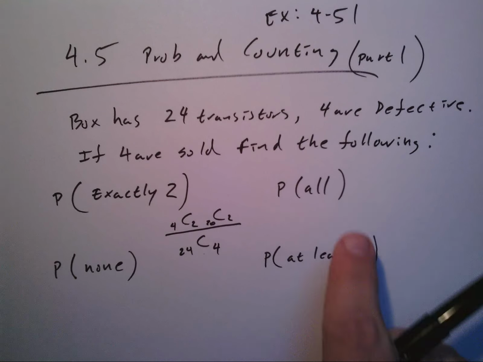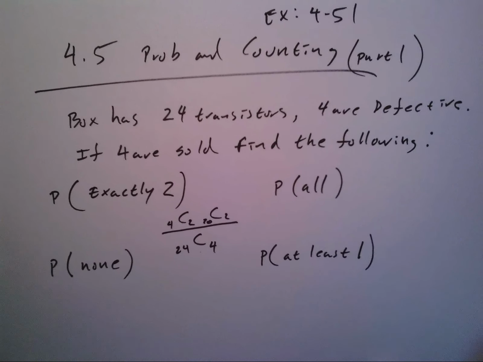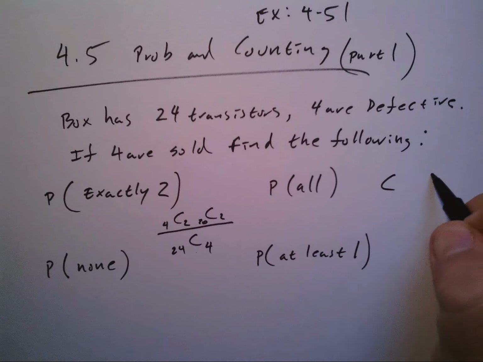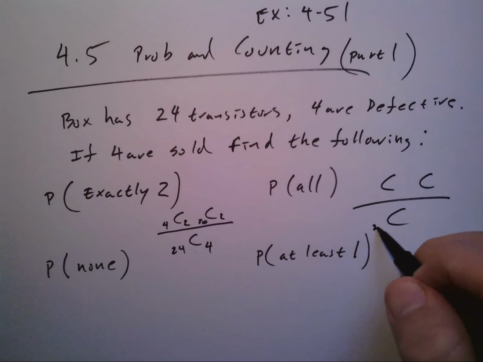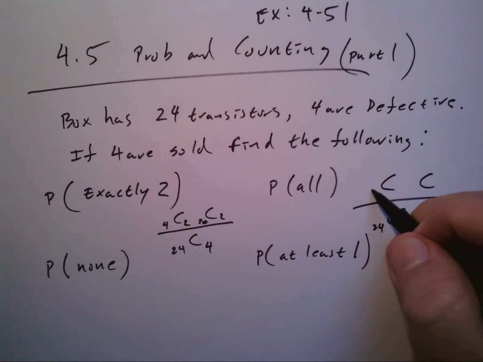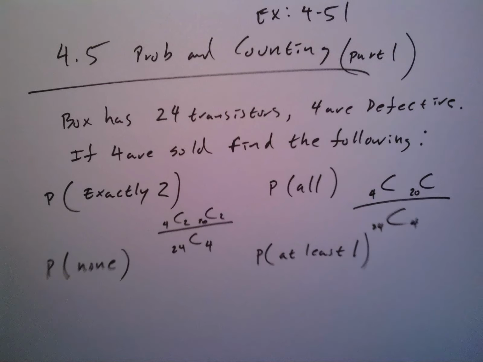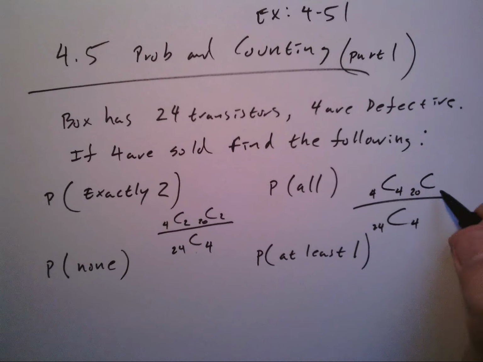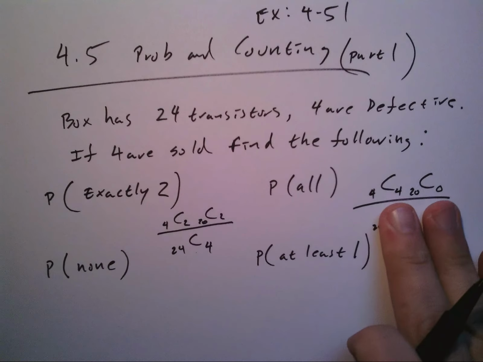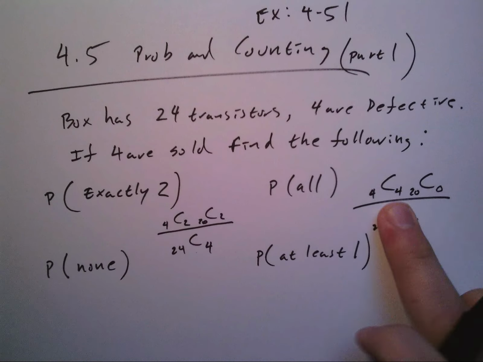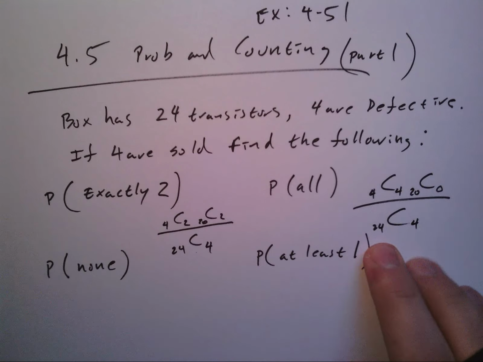Let's do that again, this time for all are defective. If all are defective, again, it's hypergeometric. We're going to choose. There are 24 total transistors, 4 of which we're picking. There are 4 bad ones, 20 good ones. We are now going to choose 4 of the bad ones because all are bad, and 0 of the good ones. So the total things that I'm choosing on top have to add up to the total I'm choosing, that's 4, and I have to split my 24 into 2 groups, 4 and 20.